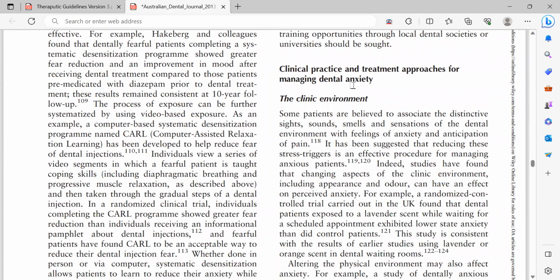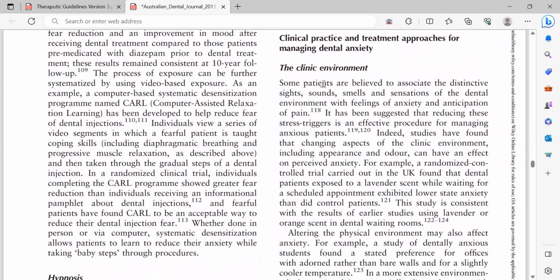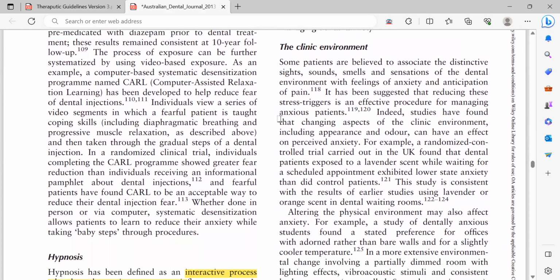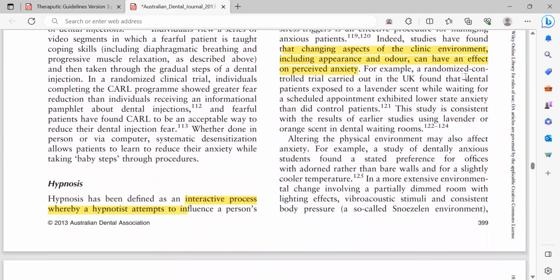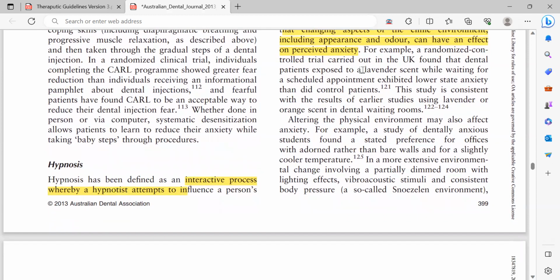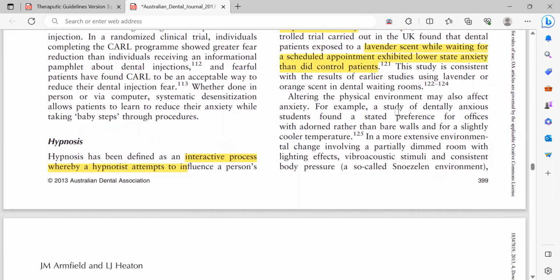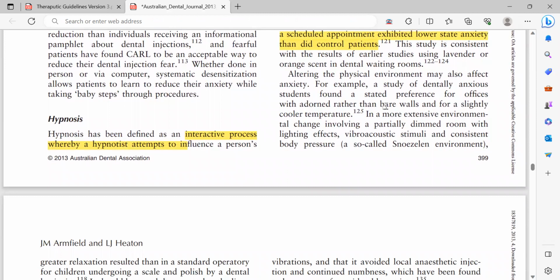Clinical practice and treatment approaches for managing dental anxiety. First of all, what could the clinical practices be? Your environment. It is very important that your environment is good. Studies have found that changing aspects of the clinic environment, including the appearance and the odor, can have an effect on perceived anxiety. For example, a study done in the UK found that dental patients exposed to a lavender scent while waiting for a scheduled appointment exhibited lower states of anxiety than control patients. So you also need to focus on your dental setting, as it can help in relieving anxiety.